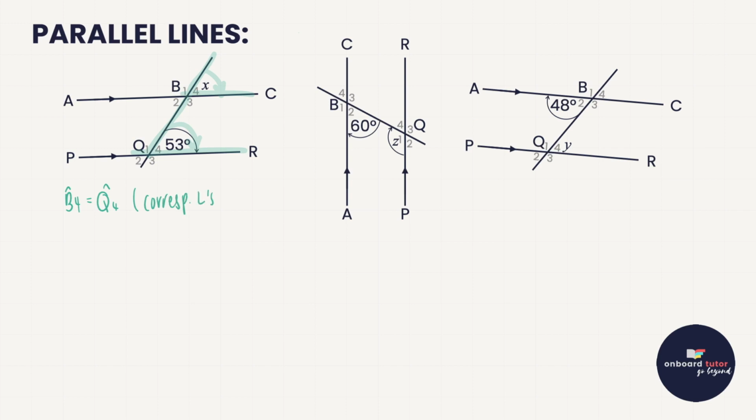And in order to get full marks for this, I need to mention the parallel lines. So AC is parallel to PR. Your reason is not finished if you don't tell the marker all of this information. And then we can say, well, now it's straightforward. X is equal to 53 degrees.